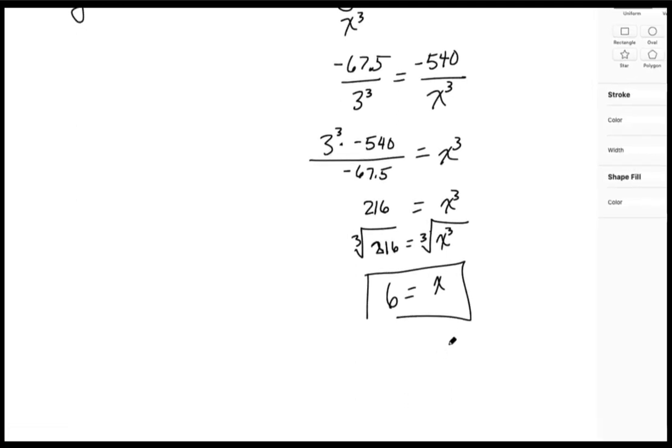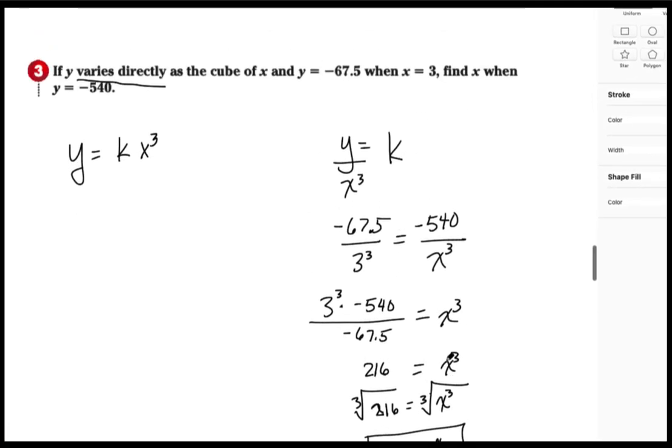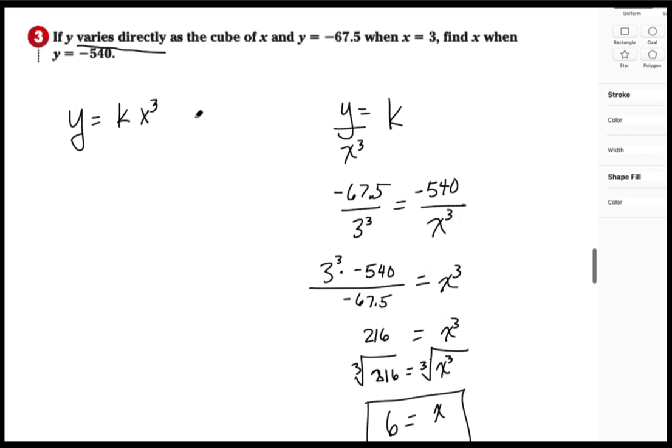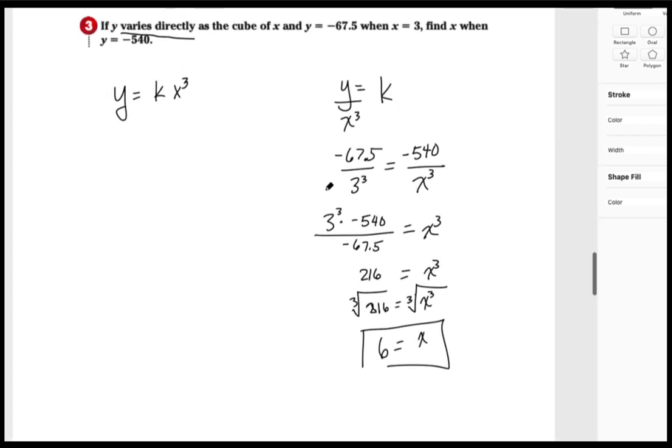Let me roll back so you can see what the problem was. Maybe I can even shrink it so you can see the whole thing at the same time. All right, so that's example 3.